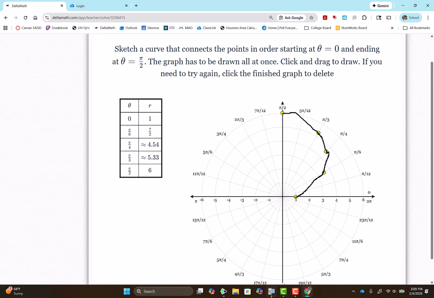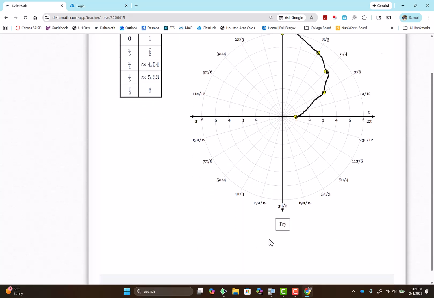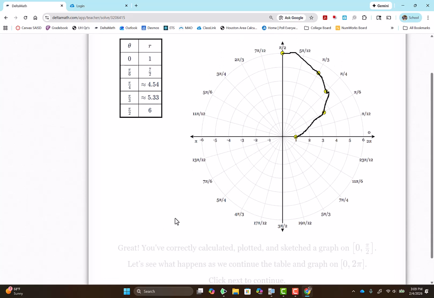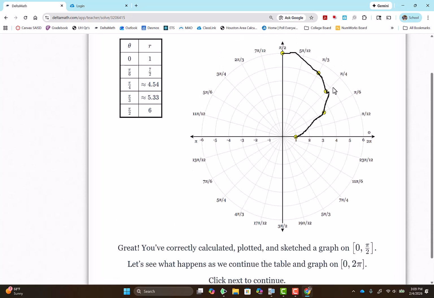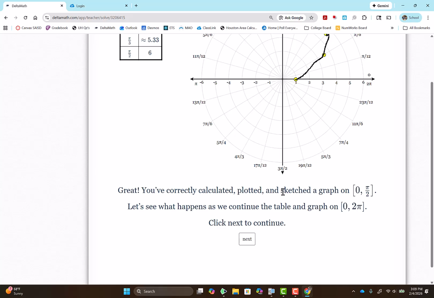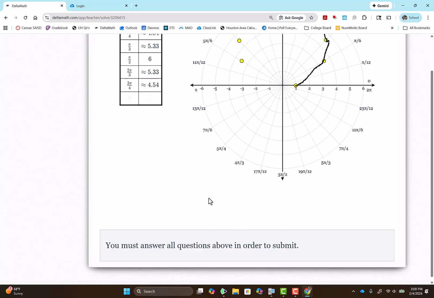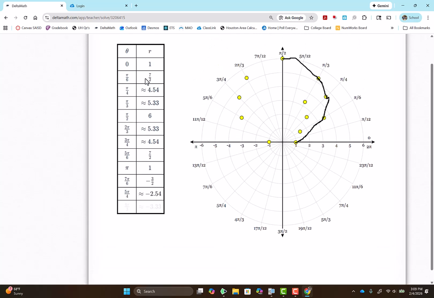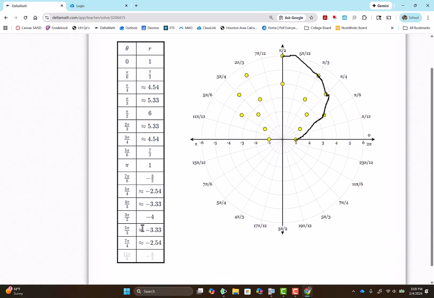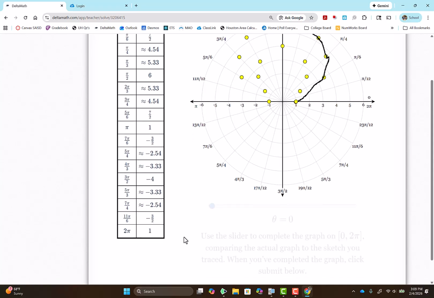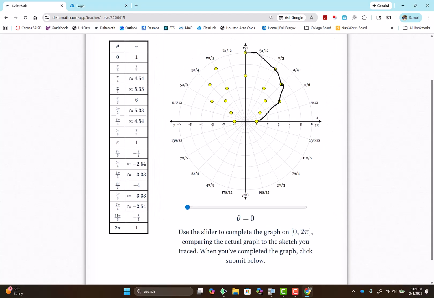Look how ugly it is. And let's see if it takes it. It's going to take it. See? Great. And look how ugly it is. You correctly calculated, plotted, and sketched the graph 0 to pi over 2. Next, don't worry. You're already done. You're just going to be pushing a little slider. See, they graph a whole bunch of points for you. And then you just push a little slider so you can see the visual so you can start to understand it. So look, I'm going to push my slider.